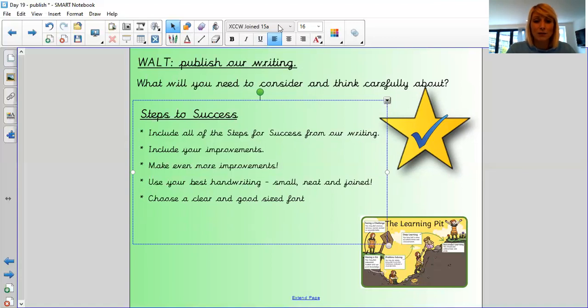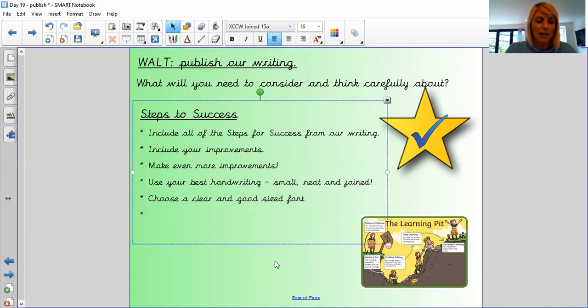You'll see that we always use this font in school, this XCCW joined 15A. So if you want to use a cursive font like we do in school, then that's a really good one to use if you've got it on your computer. Some might not have it on, so don't worry if you don't have it, just pick something that you like and is clear to read.